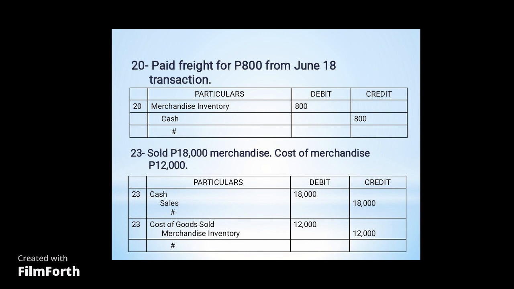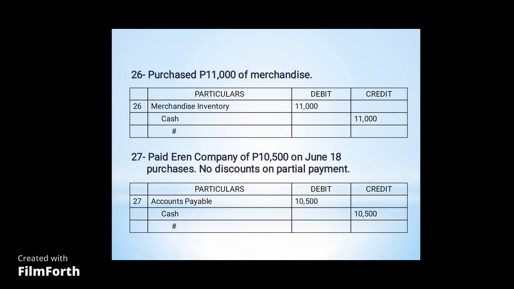Sold 18,000 merchandise. Cost of merchandise is 12,000. So debit, cash, credit, sales. And we have to recognize the cost of goods sold also. So debit, cost of goods sold, credit, merchandise inventory. 26. Purchase 11,000 of merchandise. So debit, merchandise inventory, credit, cash.